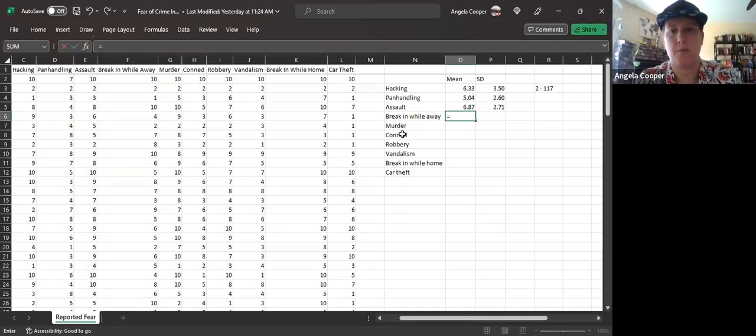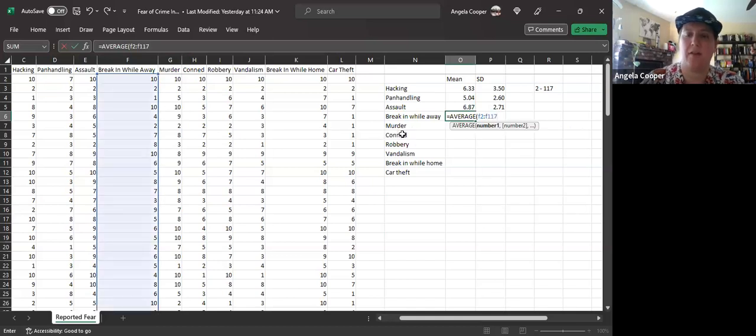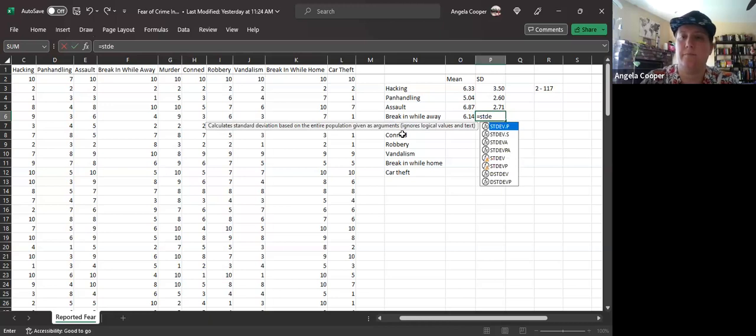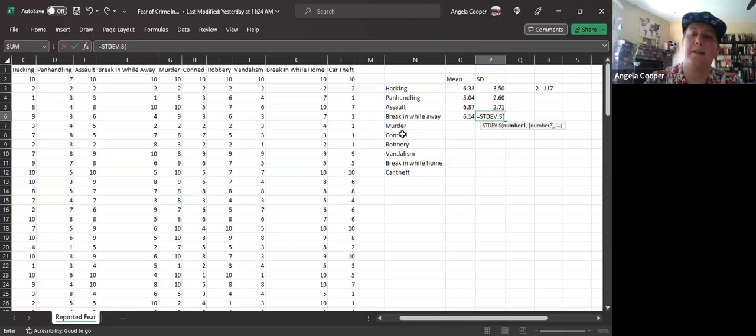So again, breaking and entering, same concept, except now we've moved on to column F. So F2 to F117. Again, the colon is what we're looking for there. And of course, if you prefer not to use the method I'm doing and you prefer the click and drag method, go for it, whatever you're most comfortable with. Dev.s, and then where are we? Breaking and entering. So F2 to F117.